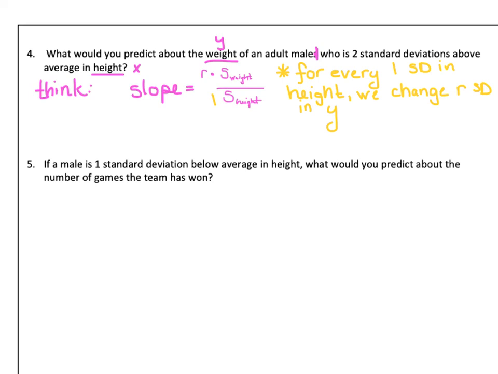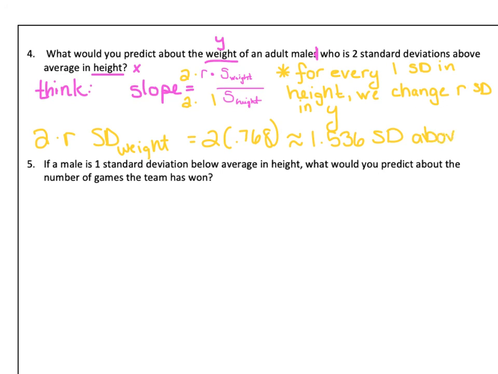So this problem is saying if we go 2 standard deviations above average in height, well, that means if we're multiplying the bottom by 2, we're multiplying the top by 2. My answer would be 2 times r standard deviations in my weight. So I would take 2 times my r value, which is 0.768, which is approximately 1.536 standard deviations above average in weight.